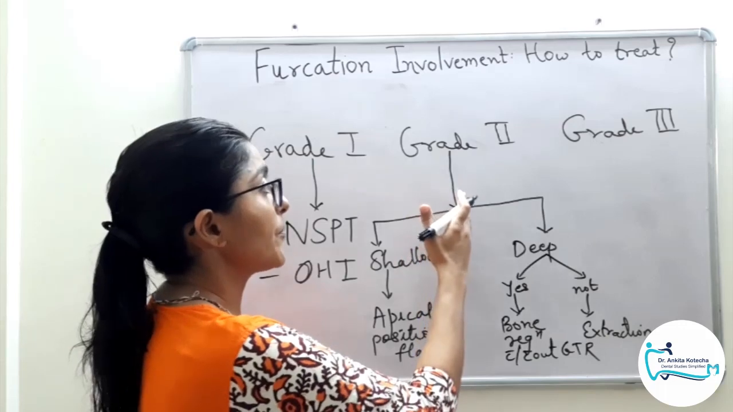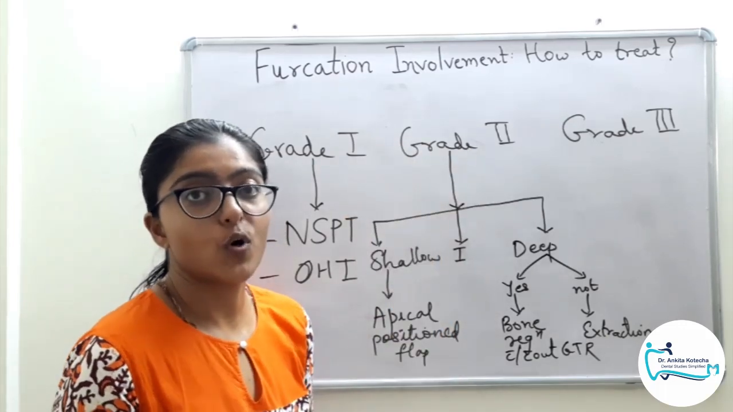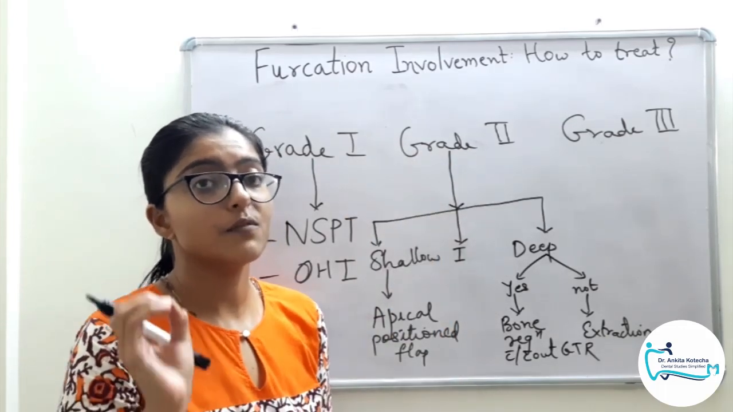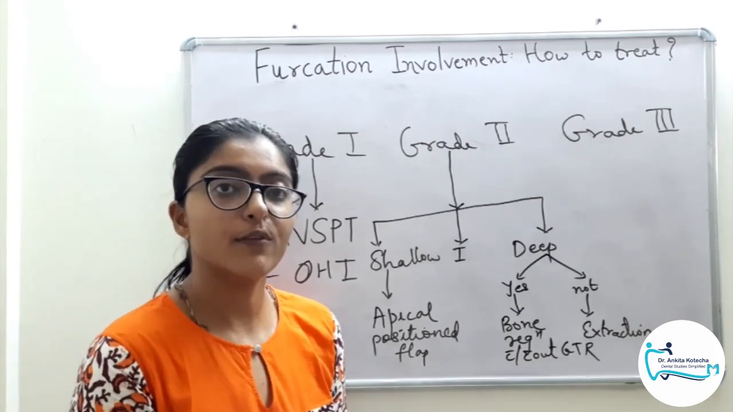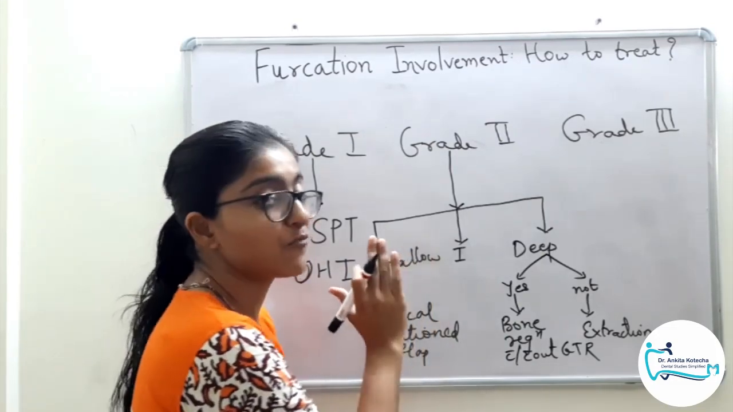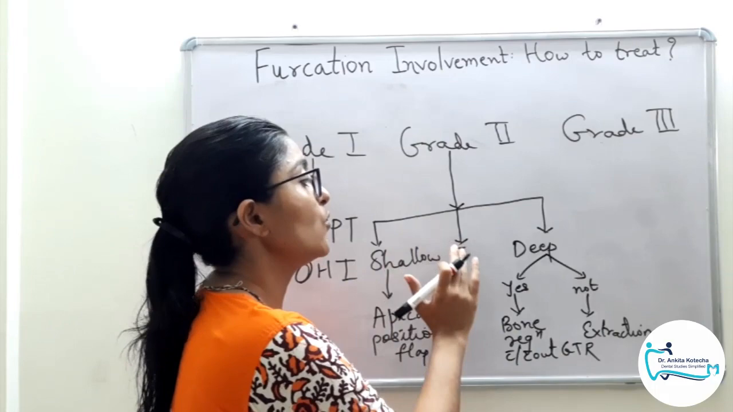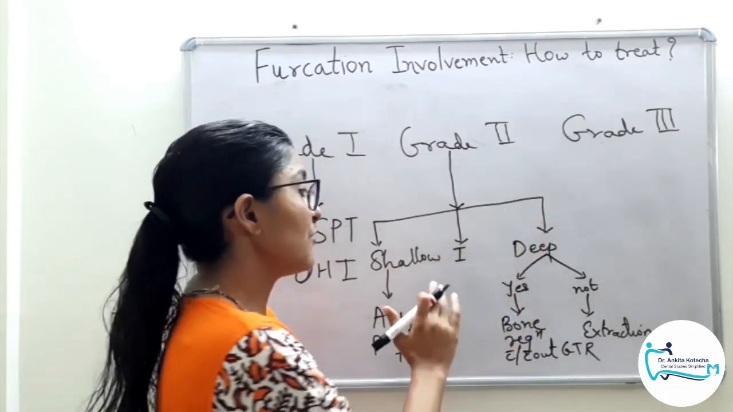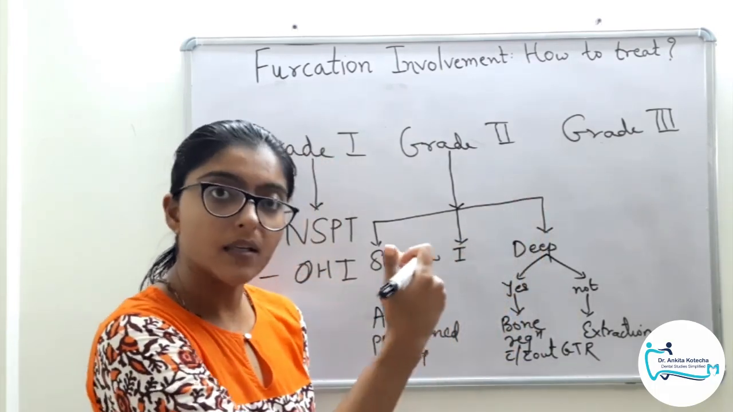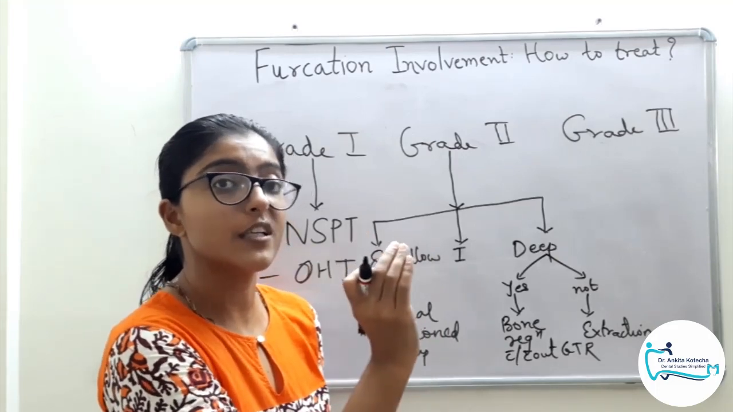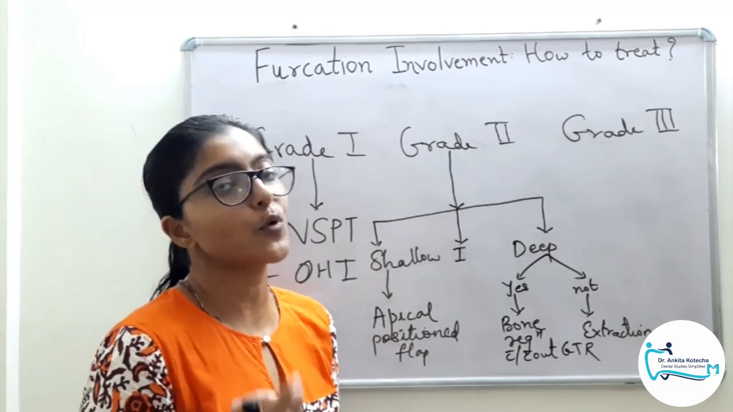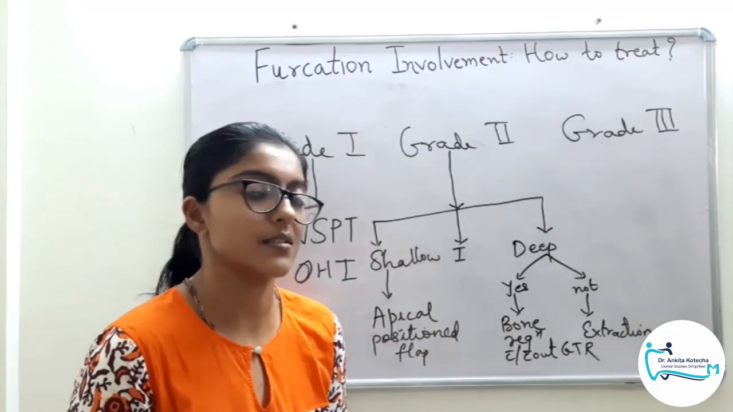Clear? I'll repeat, grade 2 furcation involvement means it is a definitive furcation defect. Now the defect has to be analyzed for its depth mainly. So if the depth is shallow, intermediate or deep. If it is shallow, consider apical positioning of the flap so that the furcation defect is now accessible for proper routine oral hygiene maintenance. Simple.